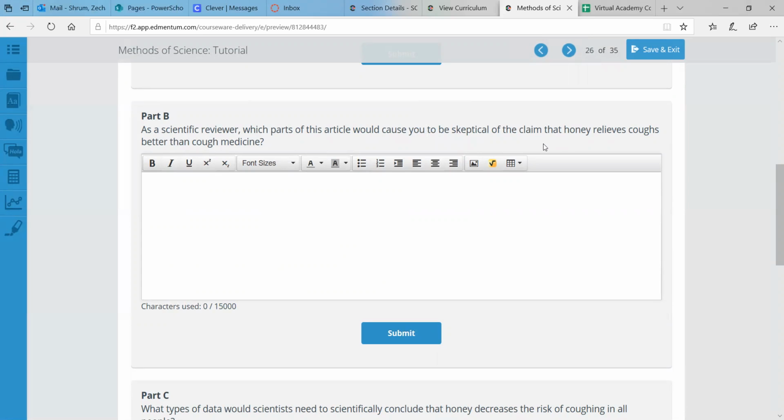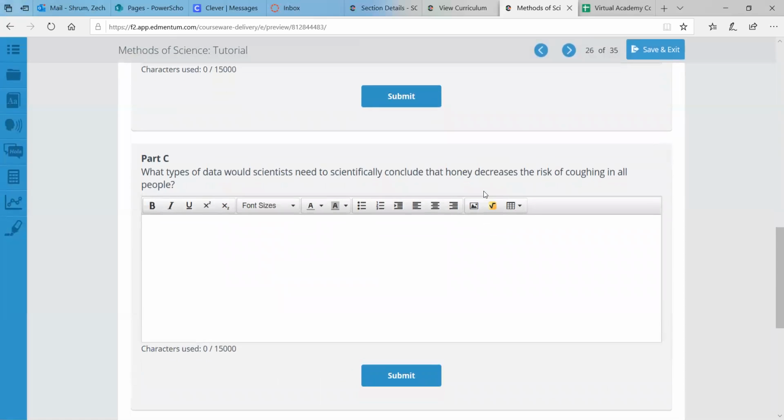And then this part asks you, so what part makes you want to double check? Like, is that really true? Are they making claims that maybe they need more evidence to support before they can just say that, you know? And then the last part asks you, what type of data would scientists need to conclude that honey decreases the risk of coughing in all people?